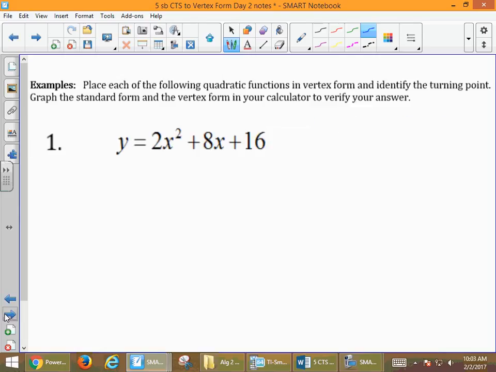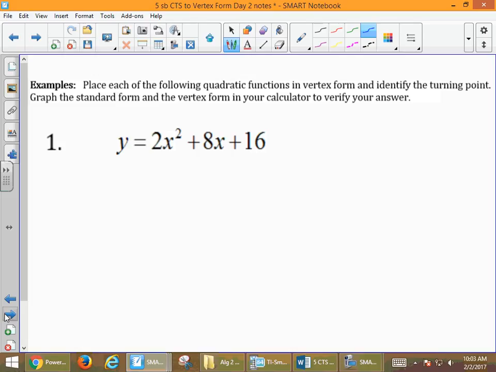And so we're going to place each of our standard form quadratics into vertex form, and then we're going to find the turning point, like we do, and then we'll graph them at the same time, and we'll see if they overlap, and if they do, that means we did it right. And so the first step of completing the square, if you can't remember, you might want to pull out your notes from yesterday so you can look back and forth. But what do you think the first step of completing the square should be?